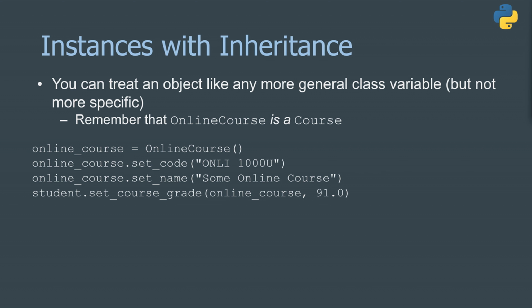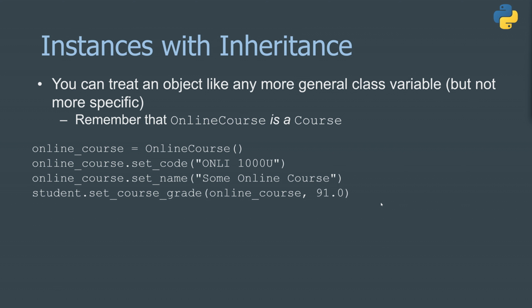Since we're saying that, I should point out that wherever I could use a course, I can use an online course, because an online course is a course. Not all courses are online courses, but all online courses are courses. So, for instance, remember we had this function called student.setCourseGrade, and it took 2 arguments. One was a course, and the other one was a mark. Well, now I can supply an online course as that argument. Because an online course is a course, this is perfectly allowable.